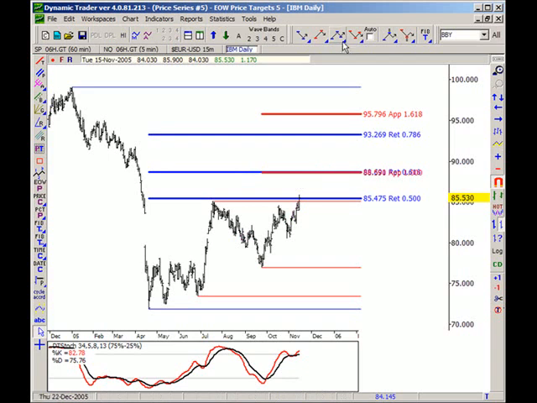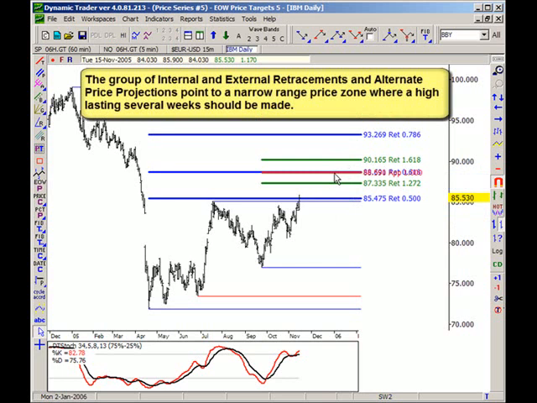So our 100% external alternate price projection is overlapping with the 62% retracement, and we're starting to build up right around that area. Let's do our external retracements of this last decline. And the 127 and 162% external retracements just evenly surround the 62%. So more than likely, if this market is about to make a high that's going to last for several weeks, it's going to be in this broad zone with a focus around the 50% retracement.